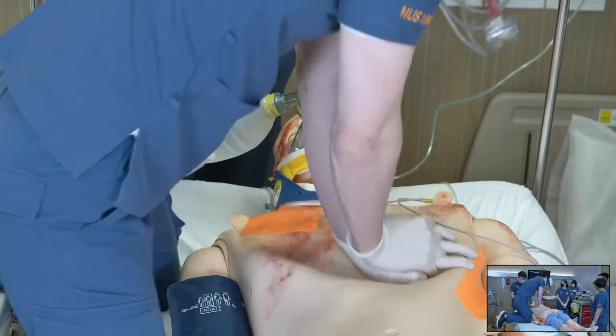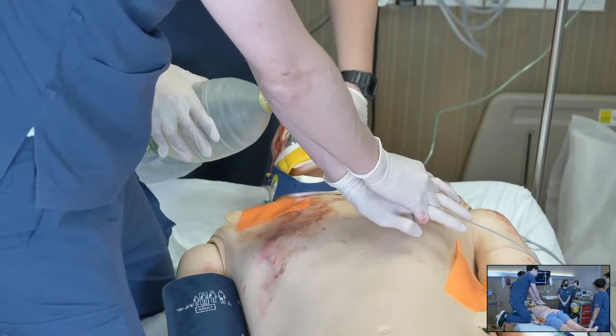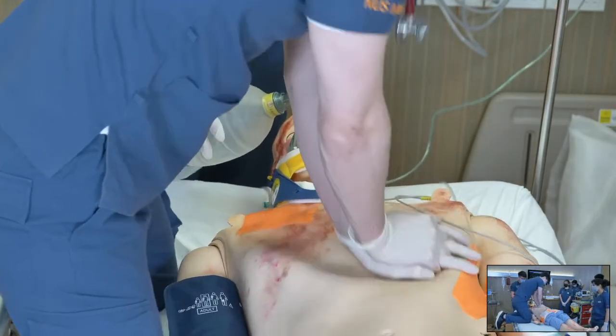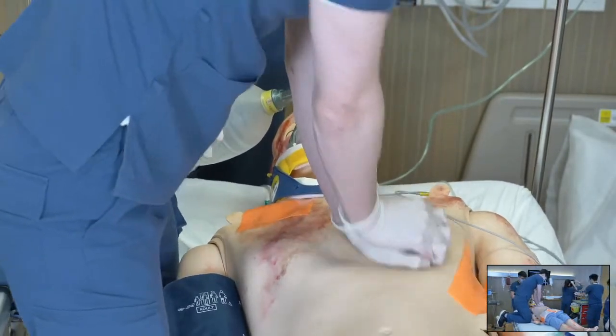Let's check the rhythm again. Still shows VFib. Let's get ready to defibrillate. Okay, so the patient is still not responding. So you're going to shock again. Please proceed.